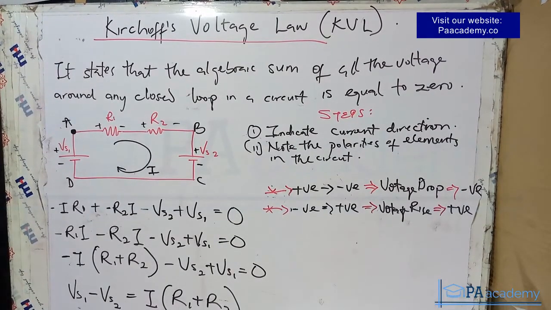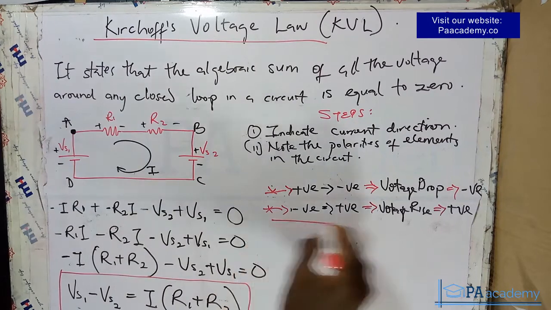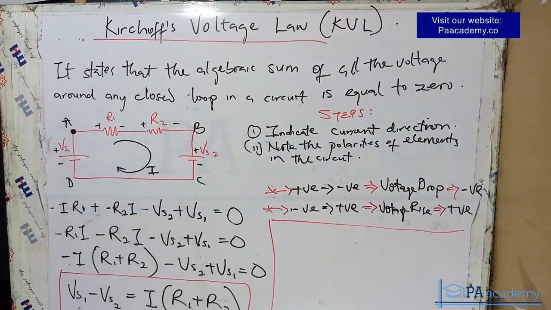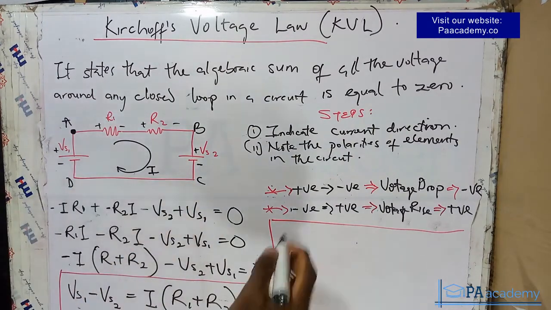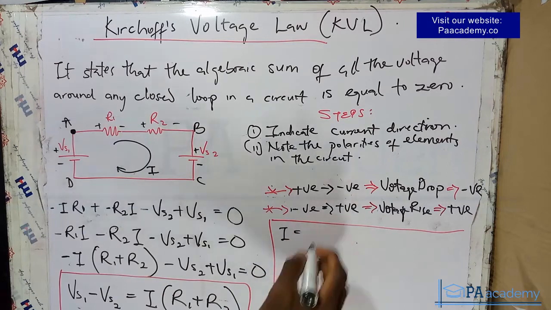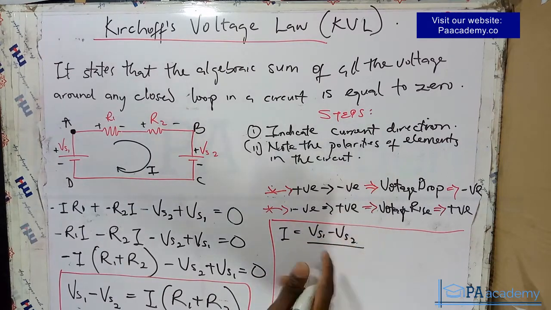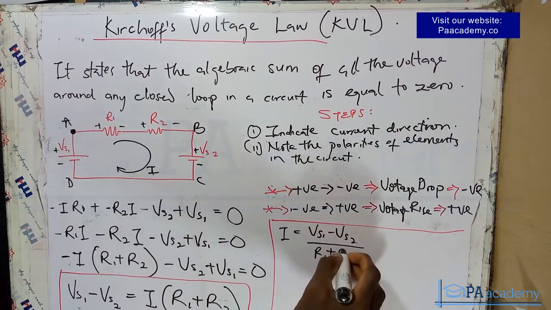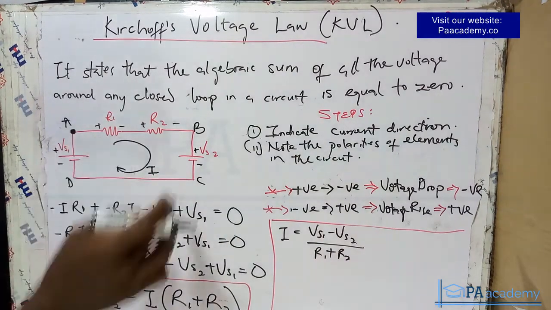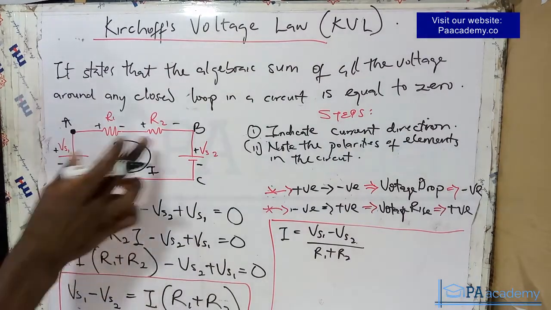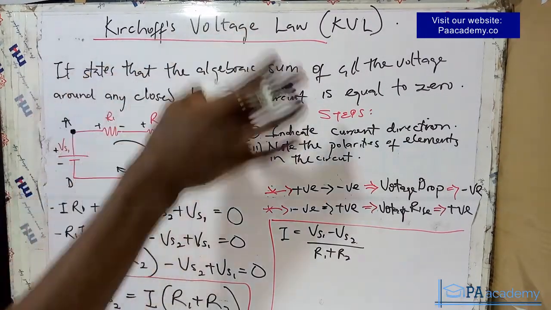So now with this that we are having here, we can use this to calculate. Let me just create a box here. Now we can use what we are having here to calculate the current that is flowing here. In doing that, we are going to have our I is equals to what? Vs1 minus voltage source 2 divided by R1 plus R2. That is if you are to calculate the current. Now you can see we've been able to get the current flowing in this circuit by applying Kirchhoff voltage law.